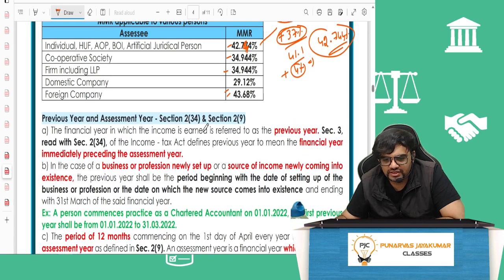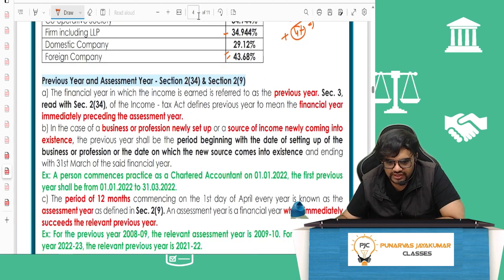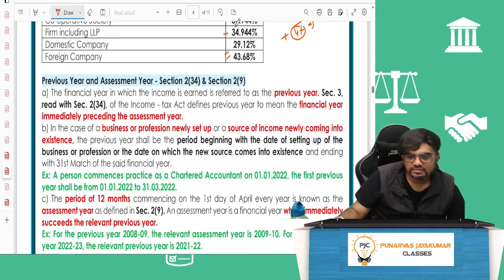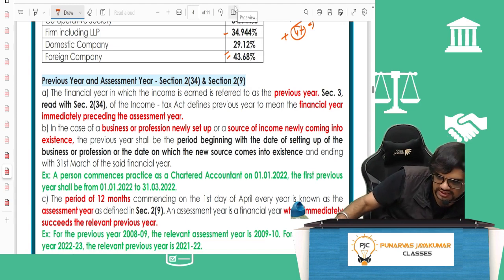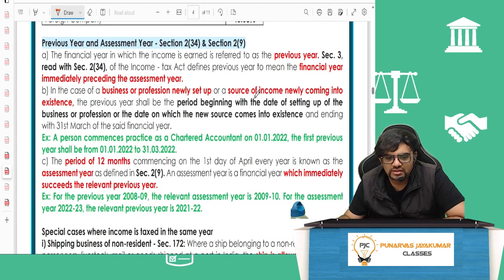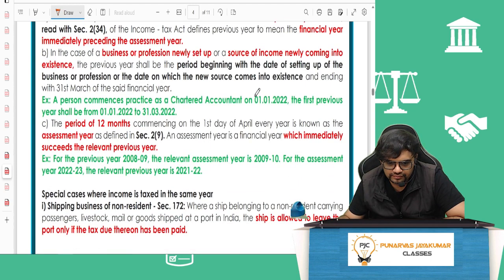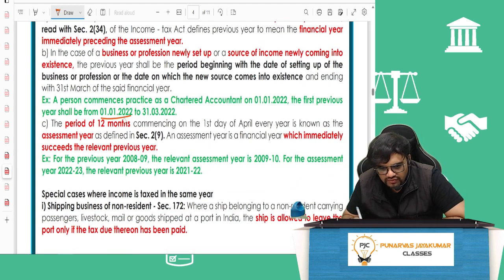Previous year and assessment year, 2(34) and 2(9). We have seen already. The financial year in which the income is earned is called the previous year. It is 1 year before the assessment year. And for a newly set up business, it is the date of setting up the business till the 31st March of the same year. We saw if I set up business on 1/1/2022, on 31/3/22, it is the previous year.